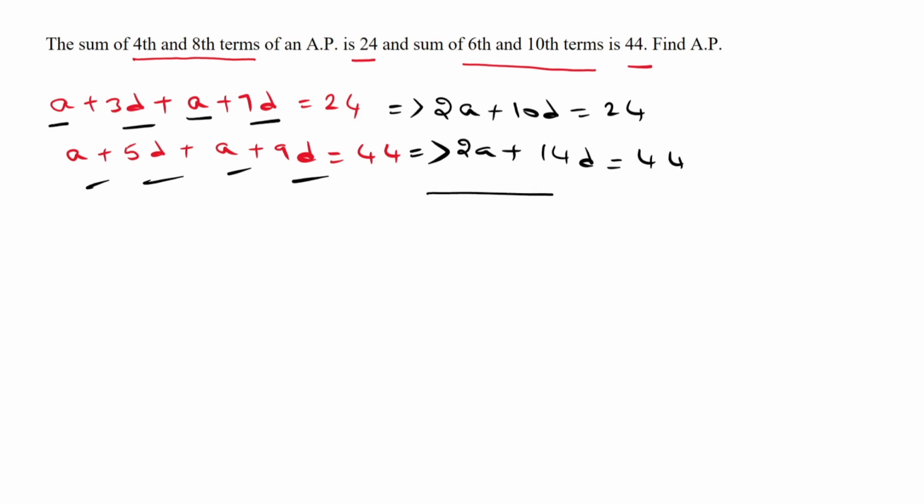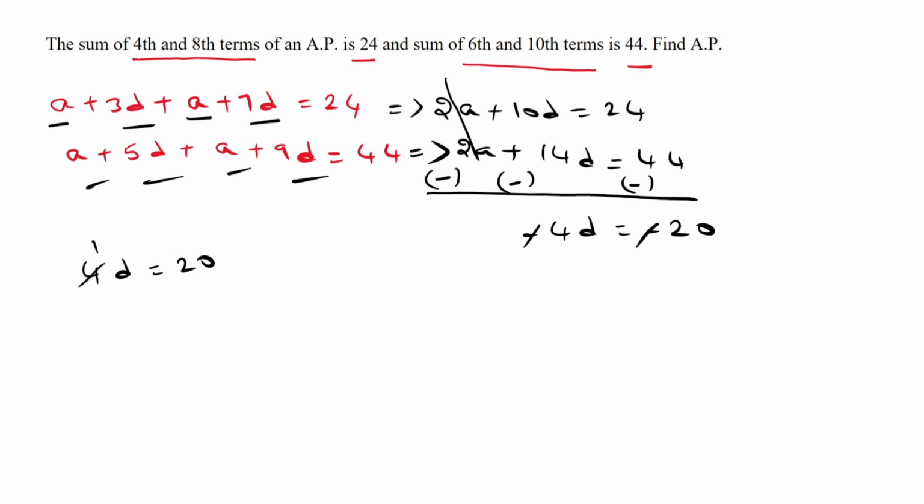Now these two equations, I am doing subtraction. So if we are doing subtraction, in the second equation all the symbols will change. So plus 2a will become minus 2a, plus 14d becomes minus 14d, plus 44 becomes minus 44. Plus 2a minus 2a cancel, 10d minus 14d is minus 4d, equals 24 minus 44 is minus 20. Both the sides negative symbol cancel, then we remain with 4d equals 20.